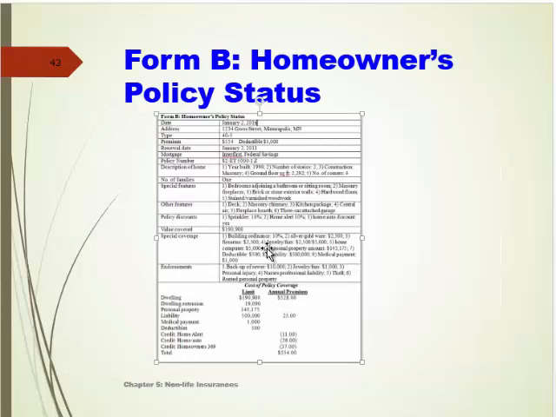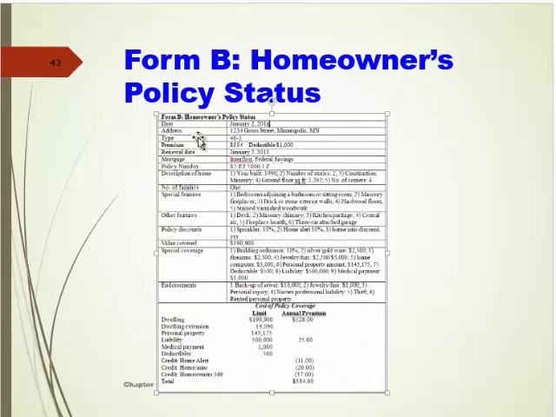For B, here's the policy, the status of the insured. Again, for Form B, it's the homeowner's policy status. What's the date? Where's the house? What are the deductibles? Well, this essentially is the front page, if you will, of what things are covered and what things are not covered. And down below you see the ultimate value. How do we figure out the cost of the policy?